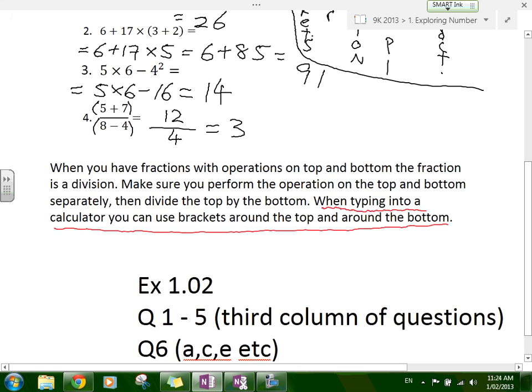Now, once you've written the notes, what I'd like you to do is exercise 1.02, and I don't ask you to do all the questions, you just take note of the questions. Questions 1 to 5, do the third column of the question. Just do the third column. Nelson? Third column. Question 6, you're doing every second one, A, C, E, and then questions 7 and 8, which will come up when I move it down. Questions 7 and 8, you are doing all of them. So question 1 to 5, the third column, question 6, every second one, and 7 and 8, you are doing all the parts. So if you could work on that, please.